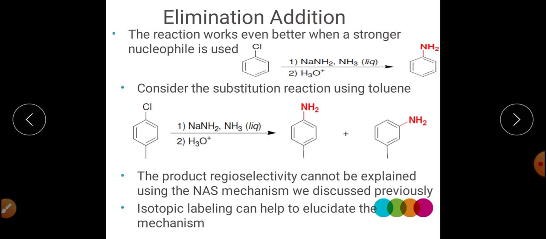What we did, basically, the elimination-addition mechanism will be the first step. Elimination means this particular group will be eliminated and there is formation of the intermediate, and the second step is the attack of the nucleophile on the position vacated by the leaving group or at its adjacent position, because we are getting this product.